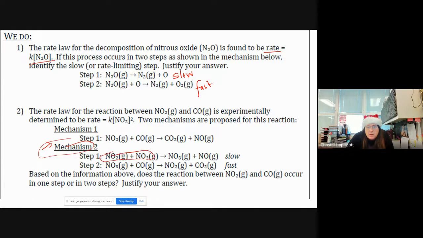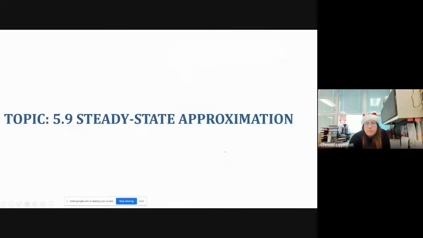So how would you justify it by saying that it was a 1? It has a CO. And that's a 0. Yeah. And also mechanism 2 because it's slow as well. So does the reaction here occur in 1 step or 2? 2 steps. This is your slow step. This is your fast step. Okay.